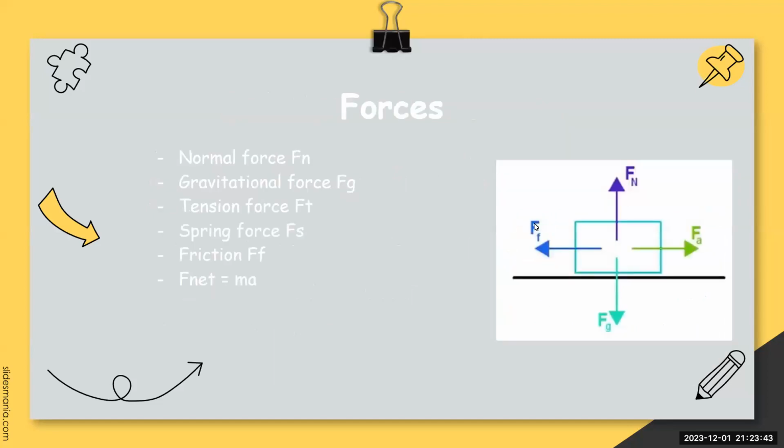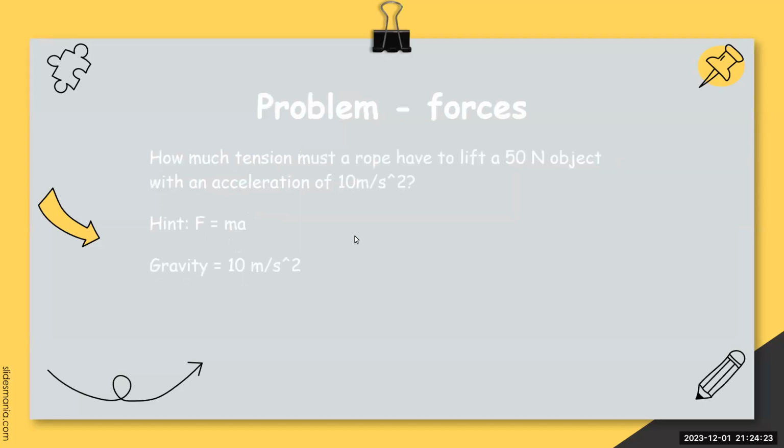Okay, and then another topic that we covered before is forces. Obviously there's a lot of different forces. There's the normal force, as you can see on the little picture there. There's also the gravitational force. There's a tension force. There are also spring forces, and there are also friction forces. But basically the most important equation when it comes to forces is probably the net force is equal to the mass times acceleration. So you definitely want to keep that in mind when doing any problem related to force. So we'll get to a problem right now.